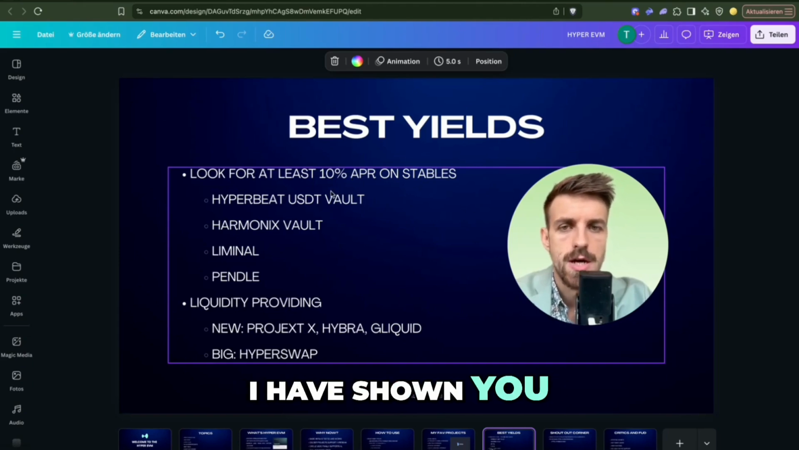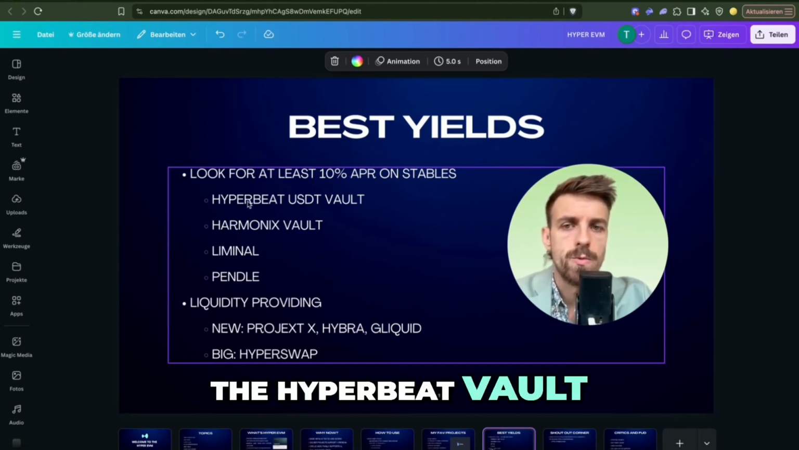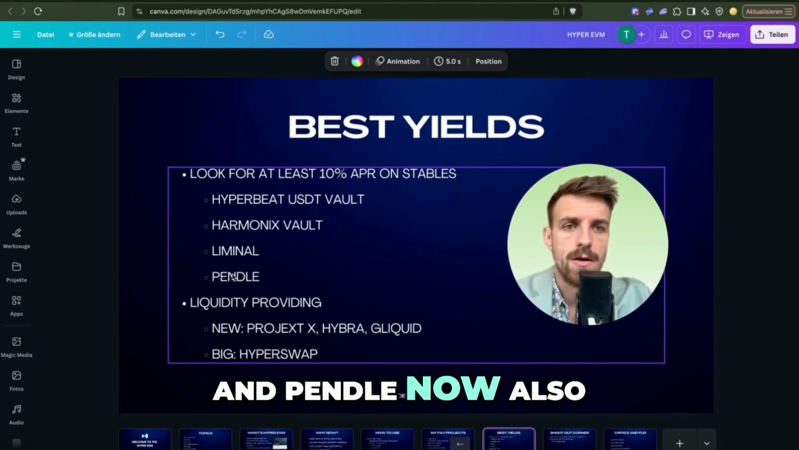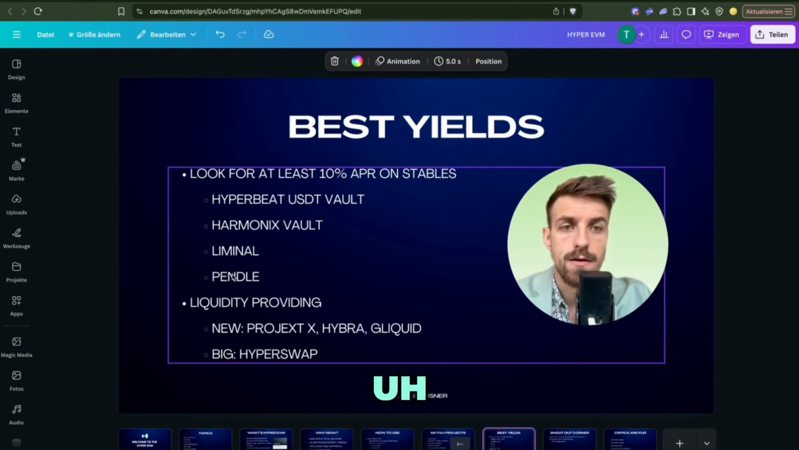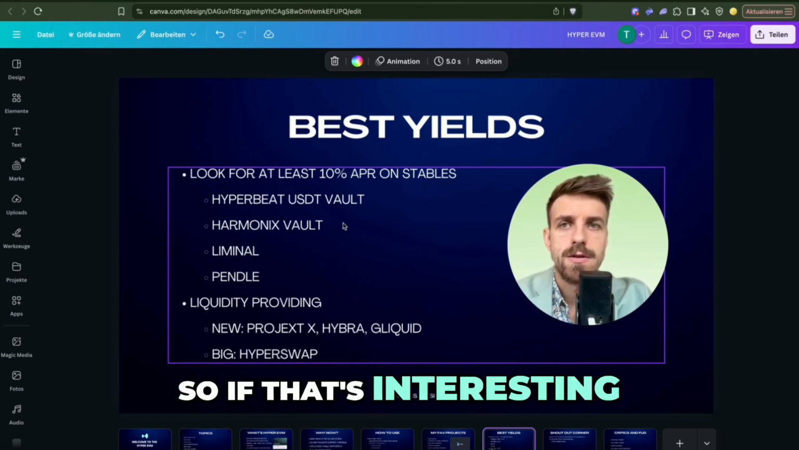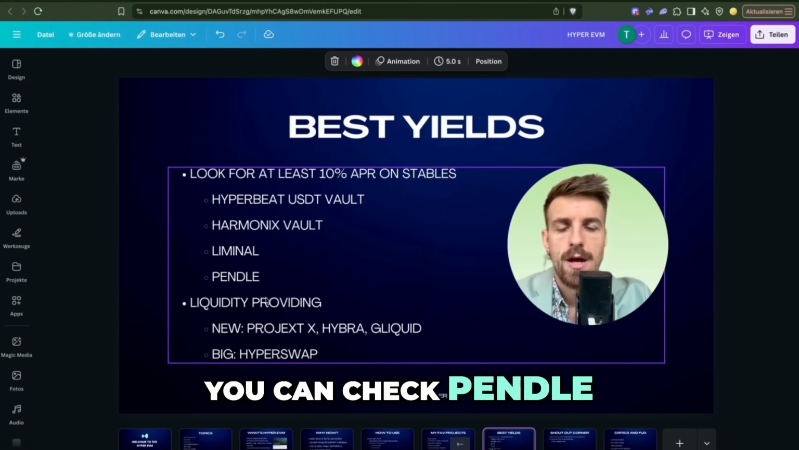So for stables, I have showed you the Hyperbeat Vault. Harmonix is good. Liminal also good. And Pendle now also does interesting fixed rates on stables. So if that's interesting for you, you can check Pendle.